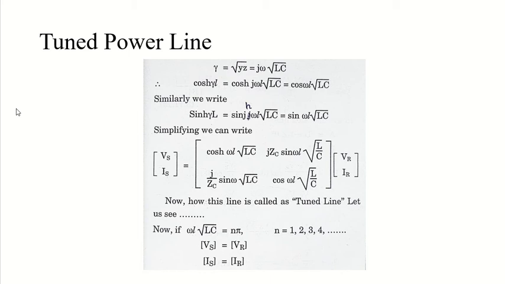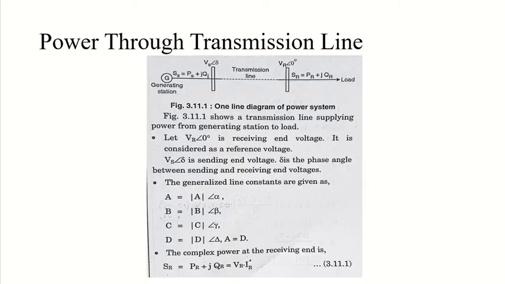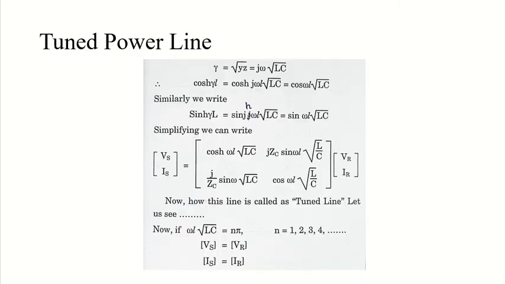Up until now, we have seen the basics of transmission lines and the different types of transmission lines. We have seen short, medium, and long transmission lines. We have seen the equations for voltage regulation and efficiency for each line. We have seen phasor diagrams for all those lines, and we have also seen the derivation of generalized constants, or you can call them ABCD parameters, for all three types of lines.